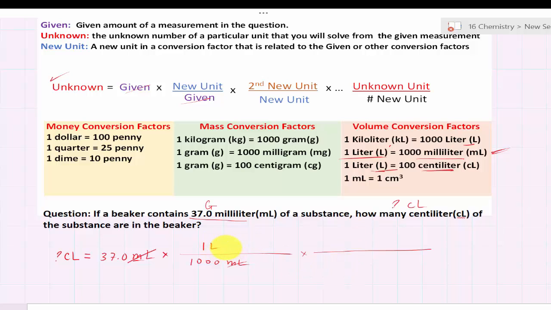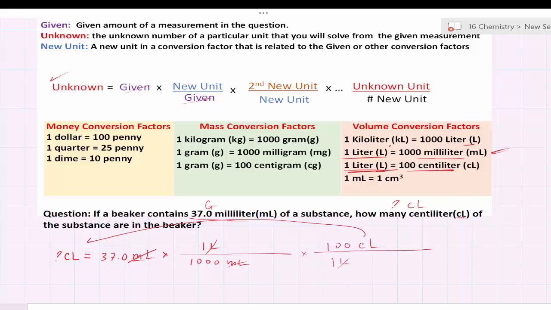Since our new unit is liter, we want to cancel that out to get our unknown. So liter must go on the bottom. Therefore, we have 1 liter on the bottom, and the other part must be on top, which is 100 centiliter. And notice how the liter cancels out. Voila, that gives us centiliter, which is the same unit as our unknown. And that's how we know we are done with the problem.